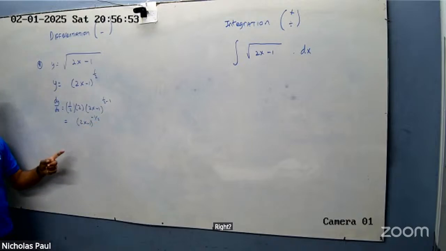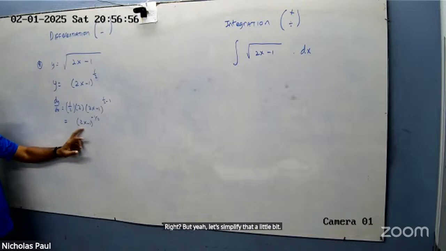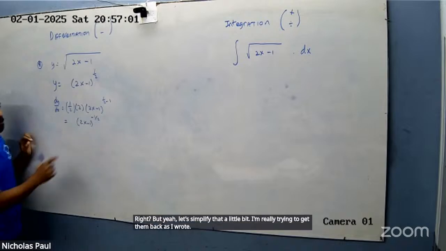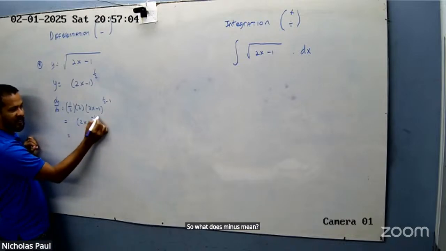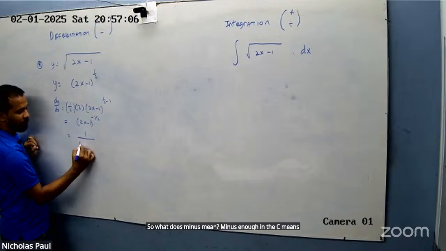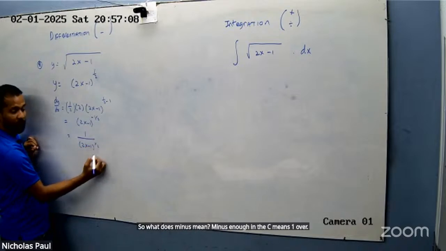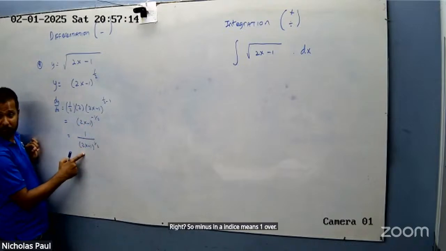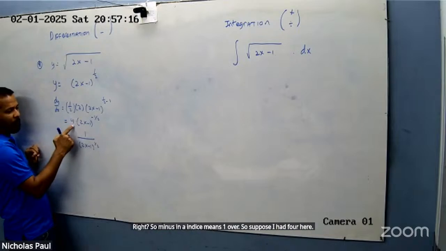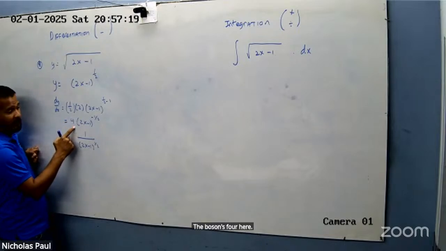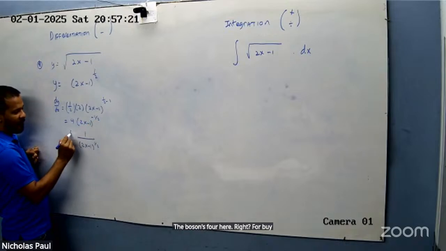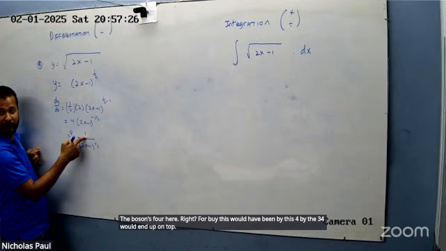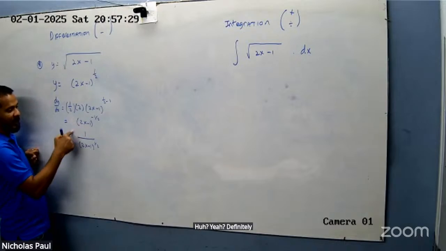But you have to simplify that a little bit. The reason is, if they give you the question as a root, you have to give it back as a root. So what does minus mean? Minus in the indices means 1 over. So suppose I had 4 here, the 4 would have ended up on top. So just remember those little things when you're simplifying.